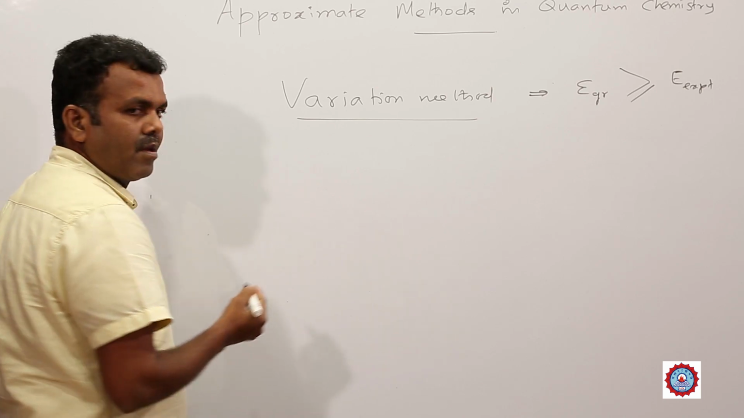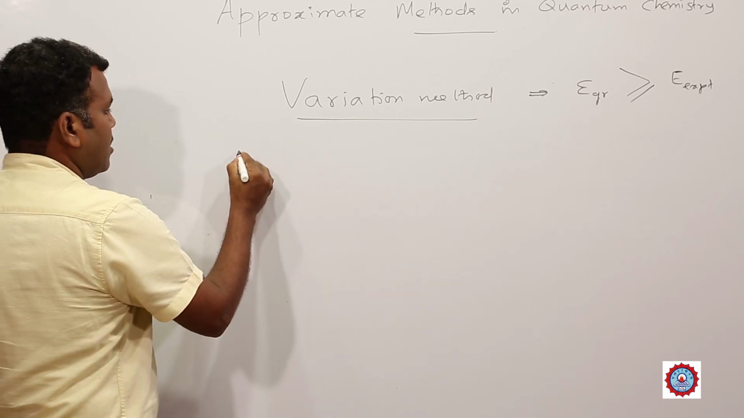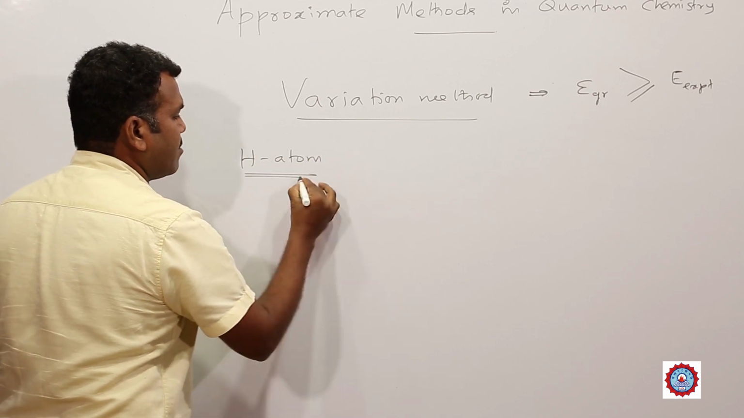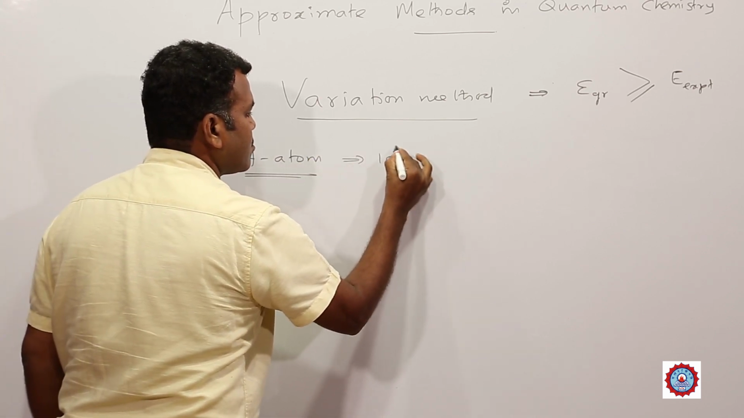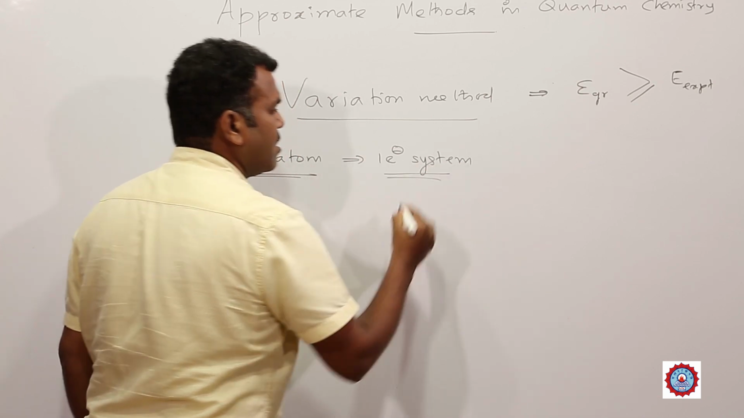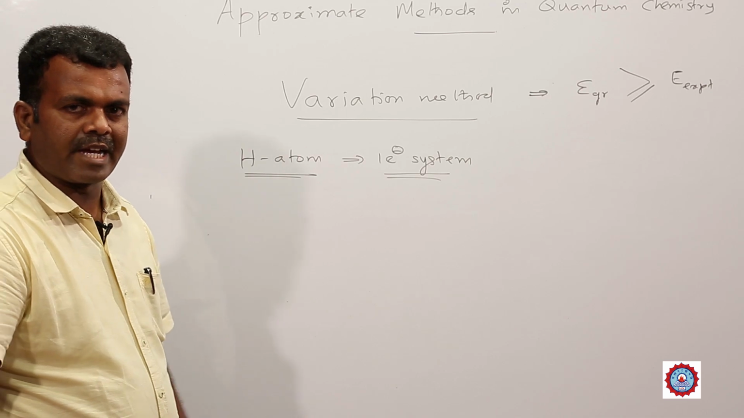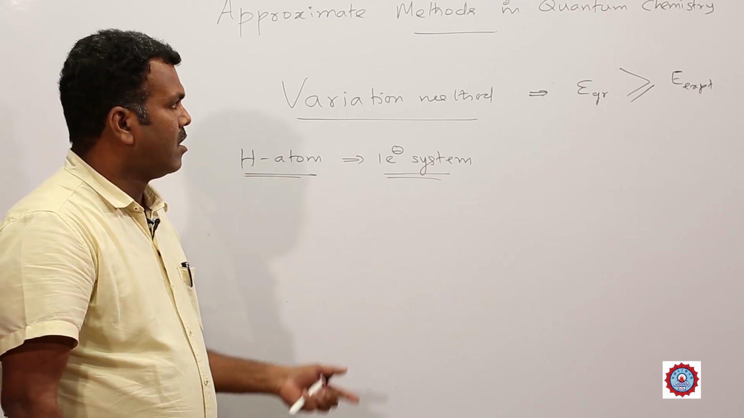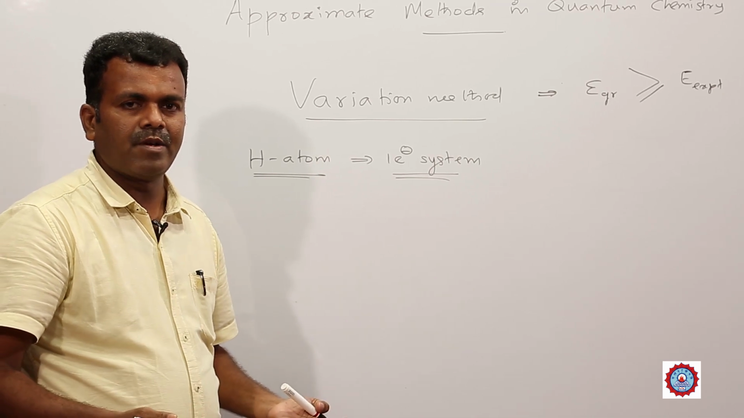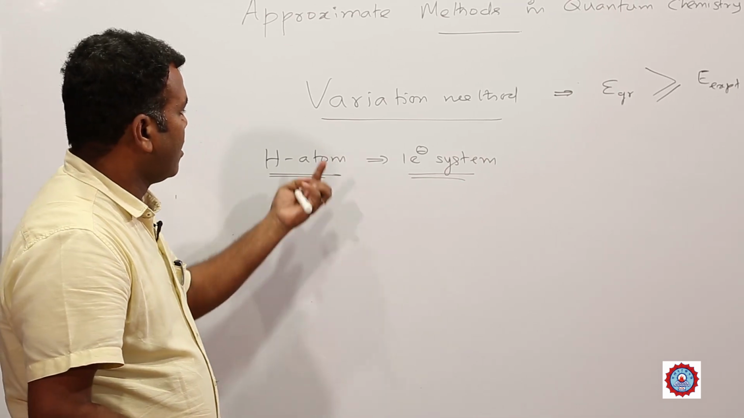Let me take a known system, say the hydrogen atom. The hydrogen atom is a one electron system. For this, we can solve the Schrodinger equation exactly. But now what I am going to do is check whether the variation method results are acceptable or not. How do we analyze that?